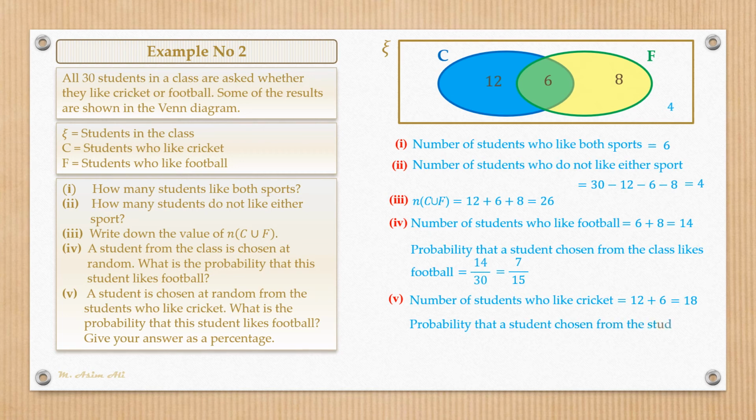So the probability will be 6 over 18, because the total number of outcomes is 18. We are choosing out of the students who like cricket. Alright, so favorable outcomes is 6 and total outcomes is 18 here. And we will cancel using the table of 6 and we'll get the answer 1 over 3.